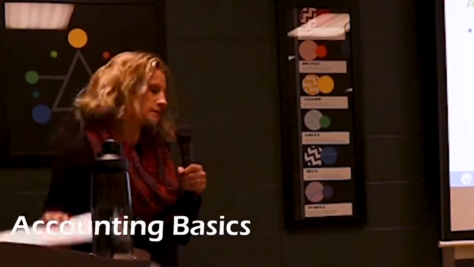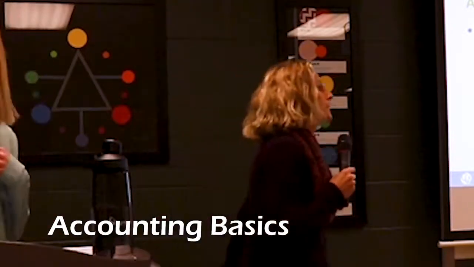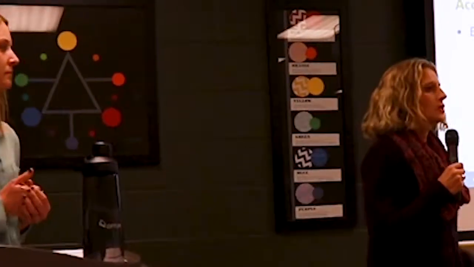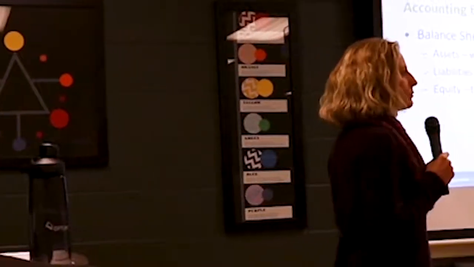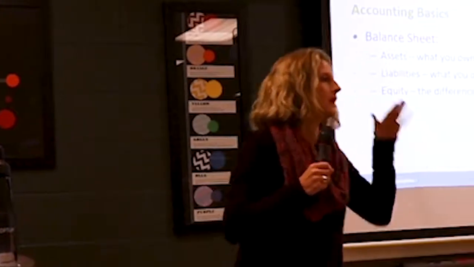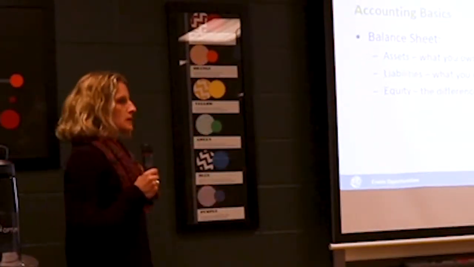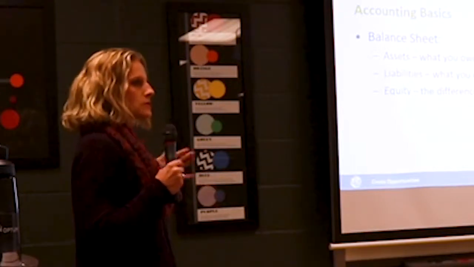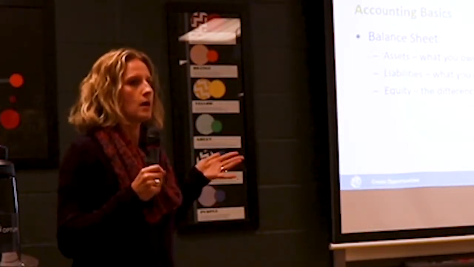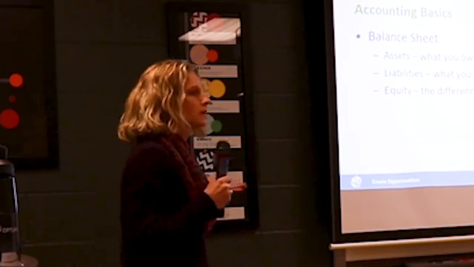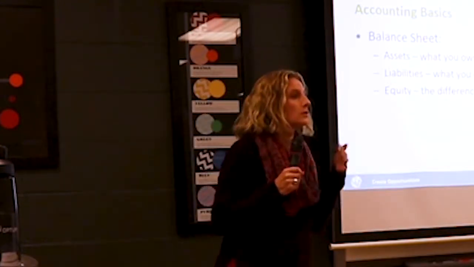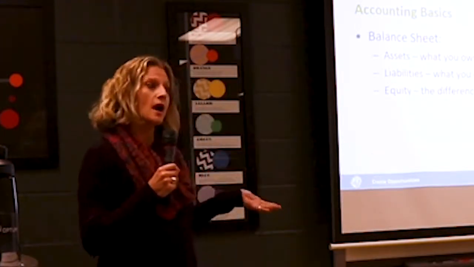So we just want to start with some accounting basics, right? The basic accounting, we have our two financial statements: our balance sheet and then our income statement. Our balance sheet is made up of our assets, which is what we own. What do you own? Maybe your checking account, your equipment, your supplies, right?